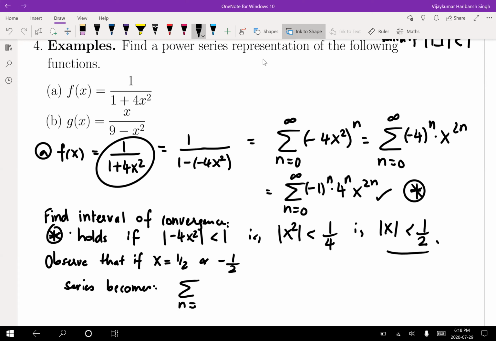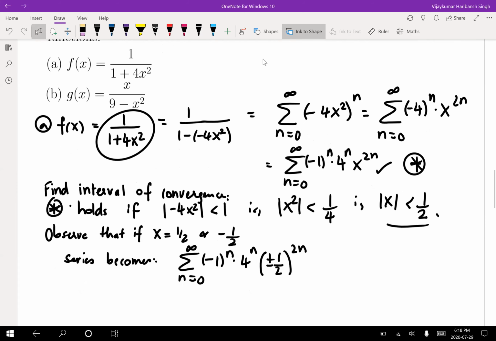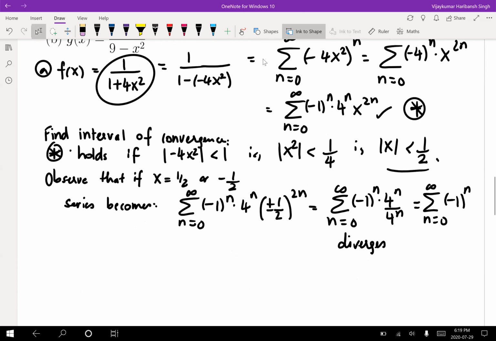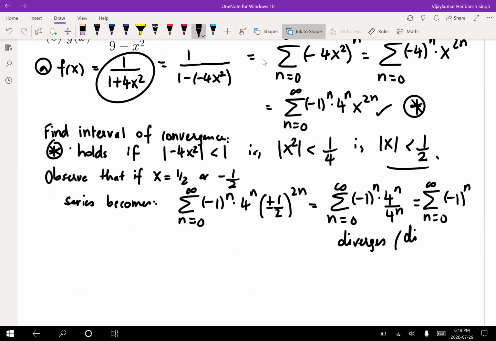summation n equals 0 to infinity, (-1)^n 4^n times plus or minus half to the power 2n. I'm taking both of them together because I have power 2n. We know that will basically make it (-1)^n 4^n divided by 4^n, which is going to be summation n equals 0 to infinity (-1)^n. That diverges. Why? Well, you can use one of the many tests, like the divergence test, for example.